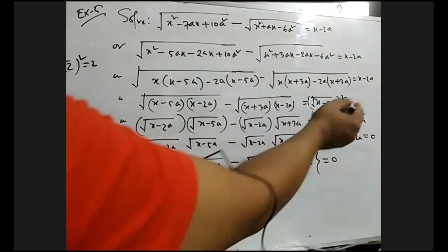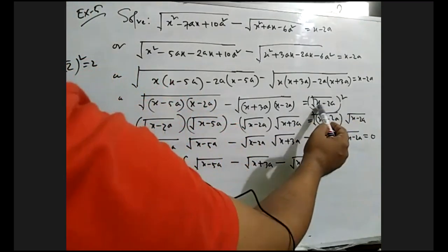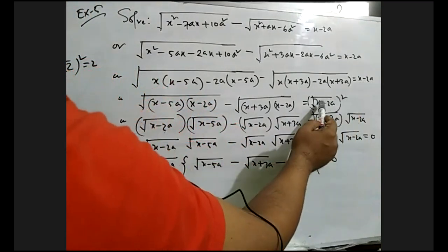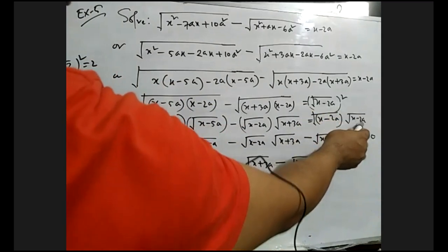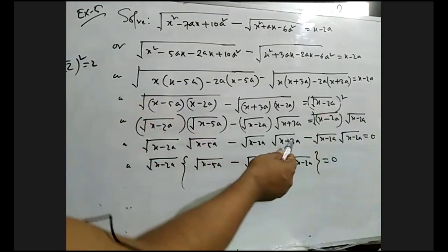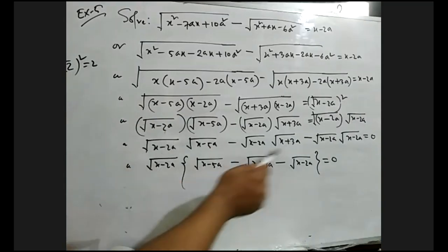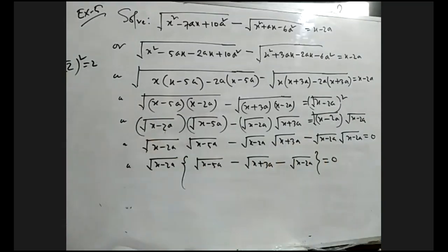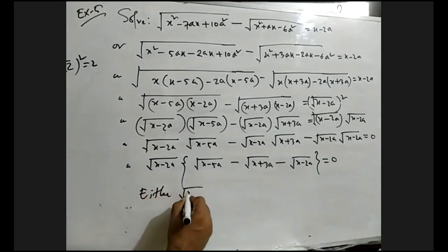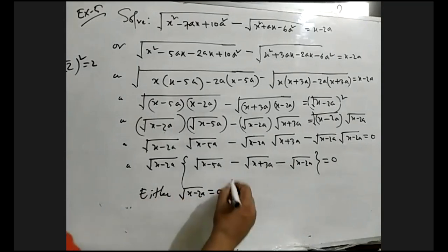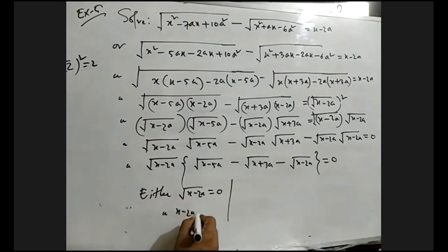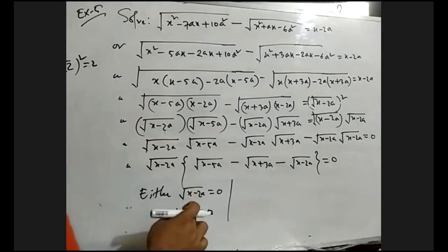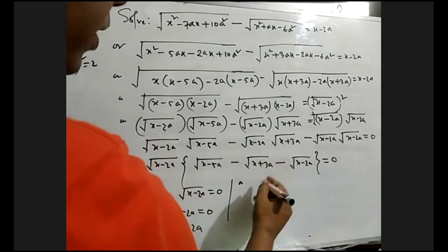By factorization method, we can write this one, factoring. Then x minus twice a can be written as root over x minus 2a whole square. So this can be written as root over x minus 2a and root over x minus 2a. So taking this in left hand side, root over x minus 2a is common from each part. Now either root over x minus twice a equals 0, or x minus twice a equals 0, squaring on both sides. Therefore x equals what? Twice a.